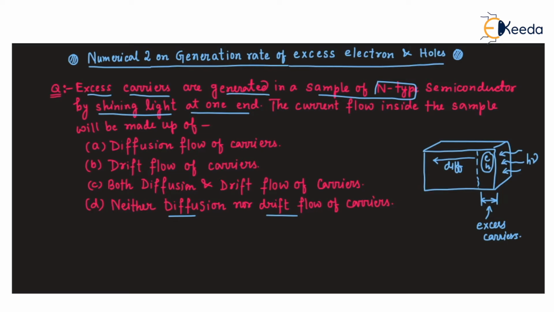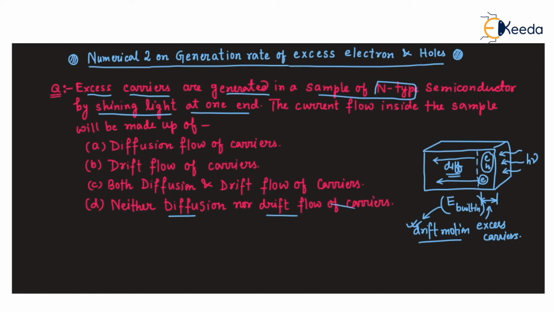Now, suppose the electrons are diffusing in this direction, then an electric field will be produced. This is a built-in electric field. Due to the built-in electric field that has been produced by the diffusion of carriers, drift motion of the carriers will happen. So you can see both the diffusion and the drift motion of carriers will take place.